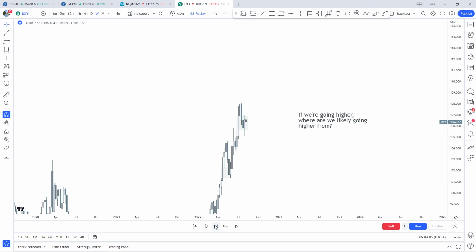We come into the fair value gap. We push lower a little bit. We touch the open of the order block. Now here is where I would love to see a displacement away.